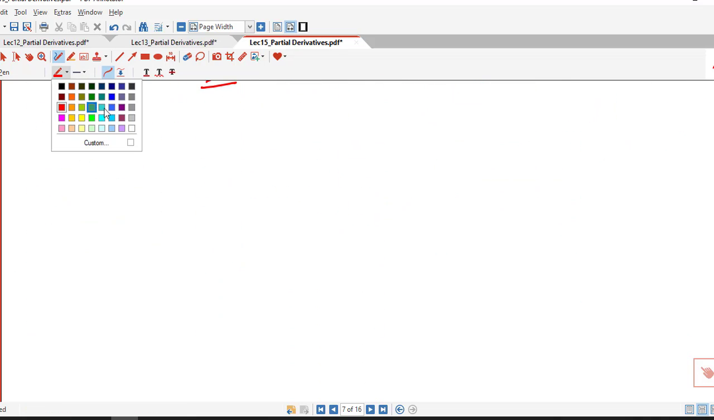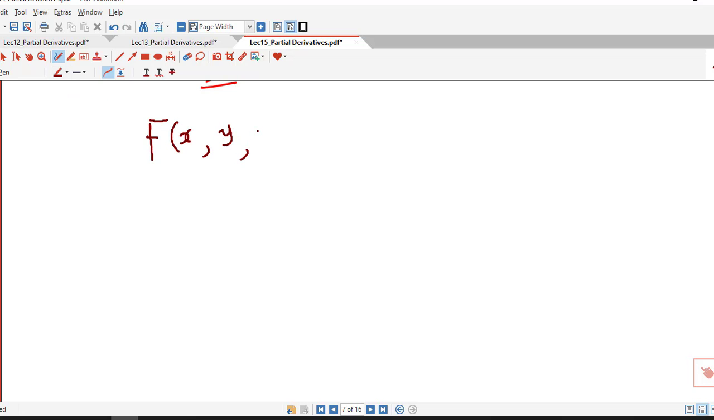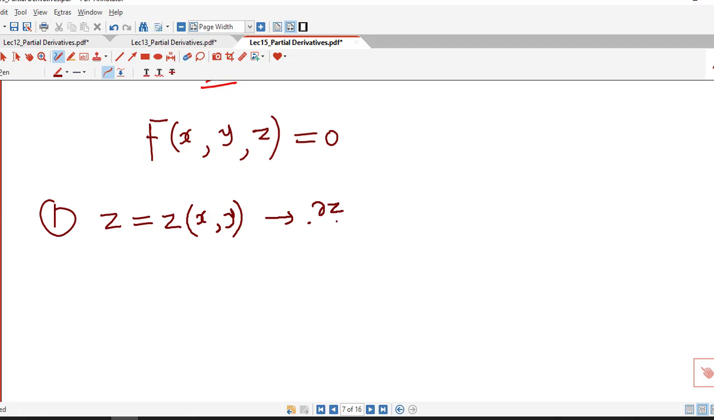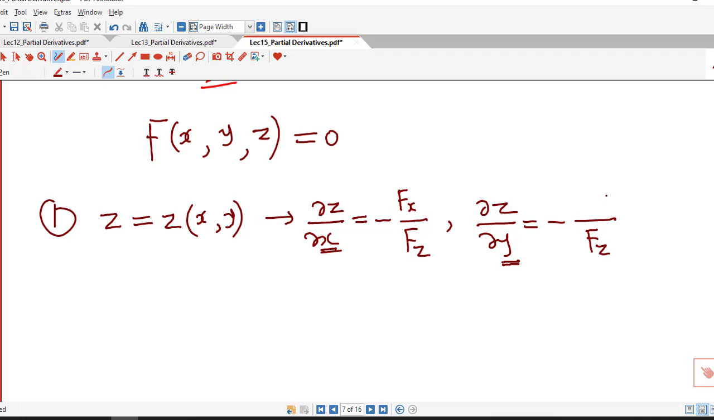Similarly, if we have a relationship between three variables, say f of xyz equal to 0, and depending on different cases, suppose z is an implicit function of x and y, we will have partial derivatives of z with respect to x and y, which are given by these formulas. We are interested in the derivatives of z, so we divide by derivatives of z, and here we have x, so we write del f by del x here. Here we have y, so we write del f by del y.